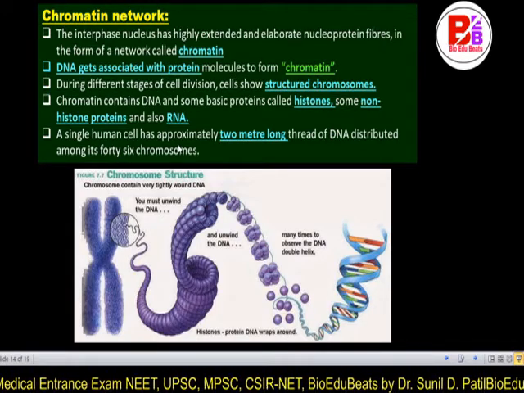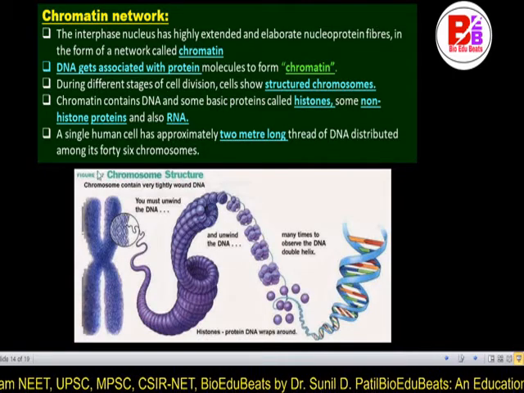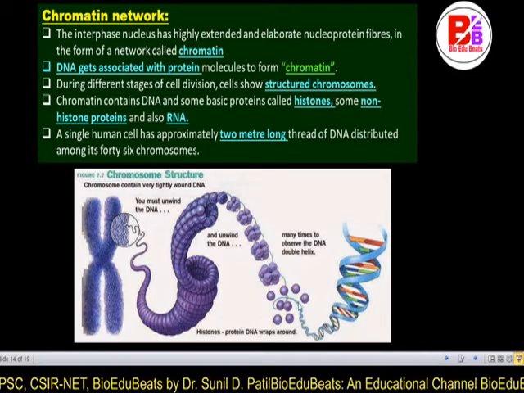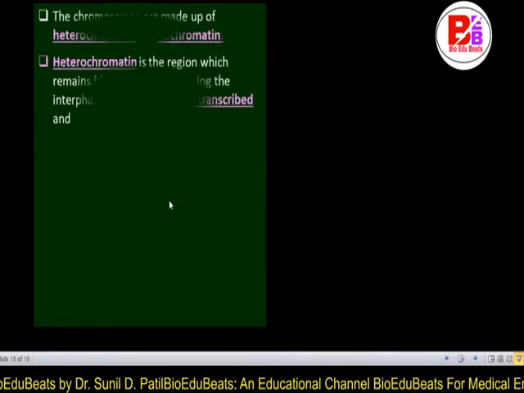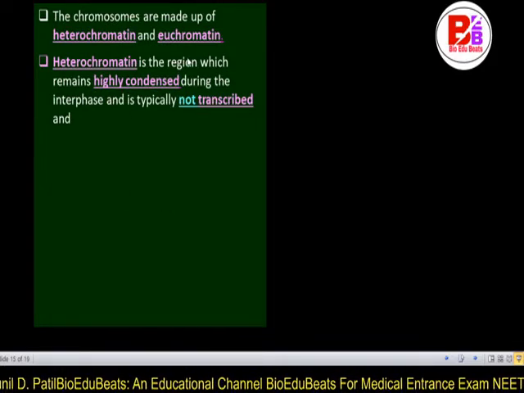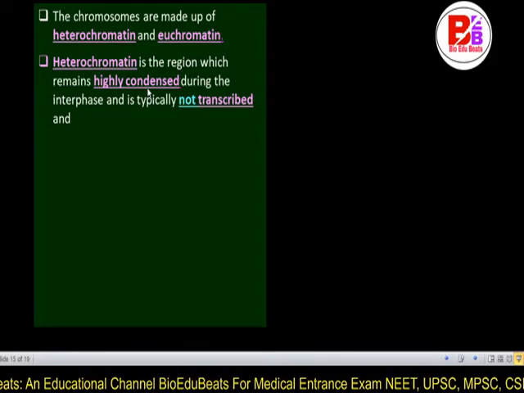A single human cell has approximately 2 meters of DNA thread distributed among the 46 chromosomes. You can see this. It is very compact. The chromosomes are made up of heterochromatin and euchromatin. So you have to understand the difference between heterochromatin and euchromatin here.